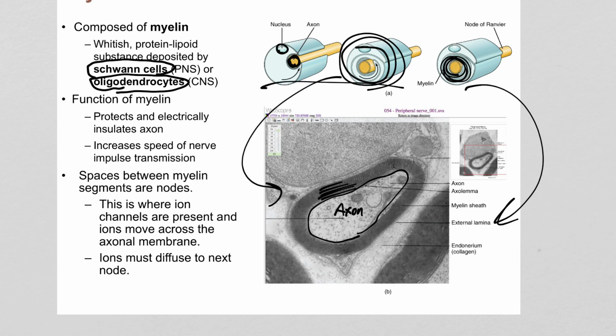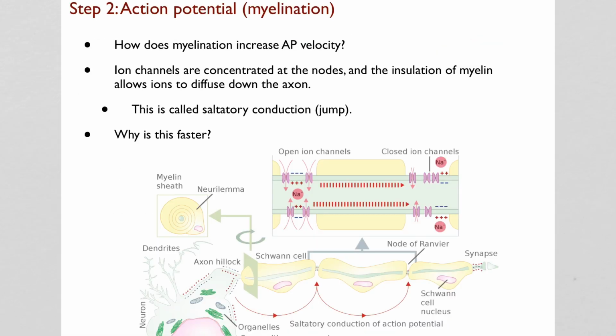And for right now, the quick takeaway is adding this myelin makes the signal, the action potential down an axon, travel faster. The reason for that is a little bit weird. So we say that this type of signaling, when myelin is present, is called saltatory conduction, right?